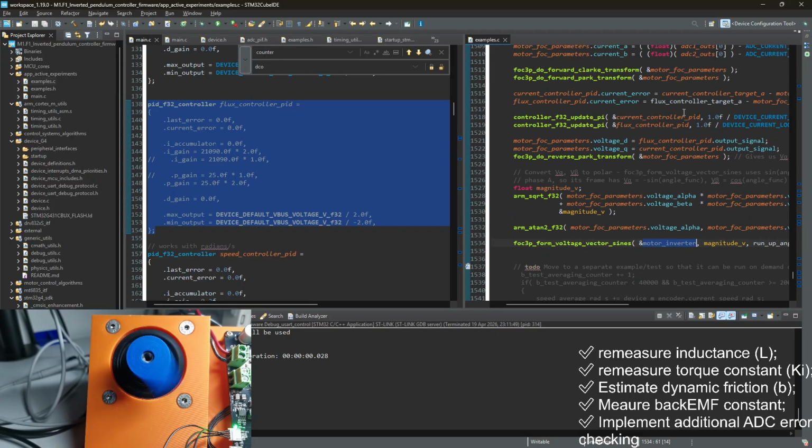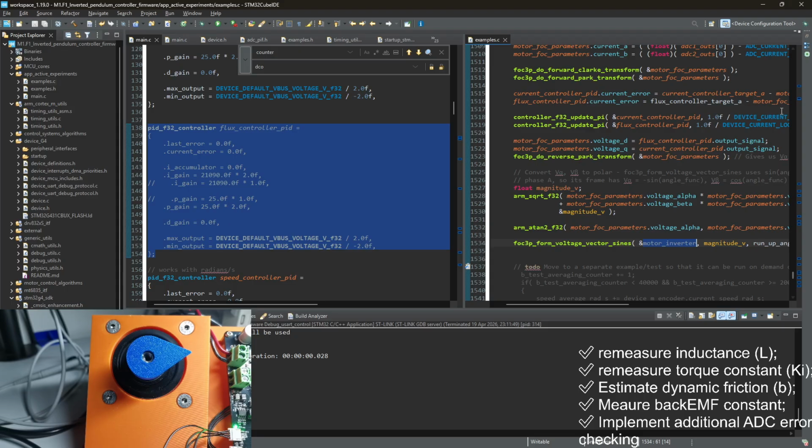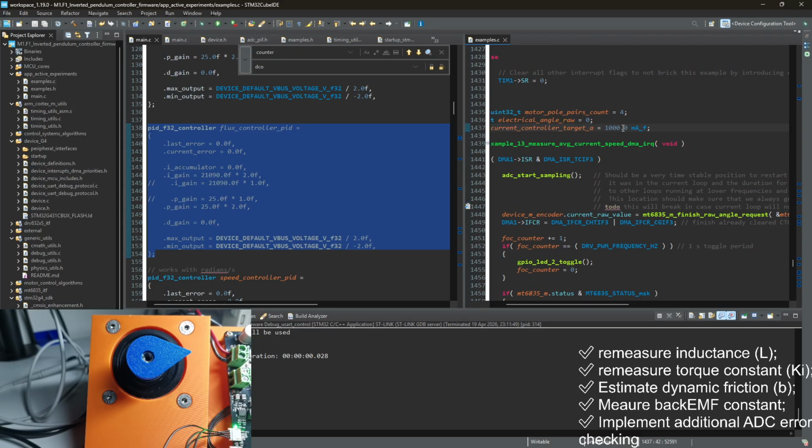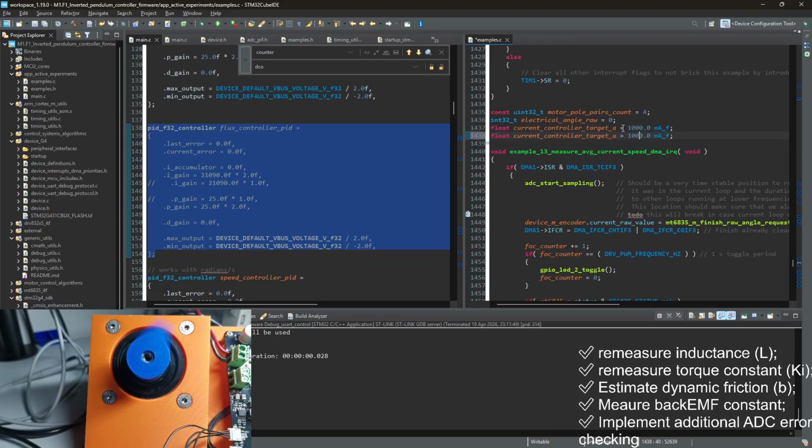Here we have. Oh, we also need a flux controller target, of course. Of course, and we need to do it as 0, and we also need to not forget to use F here.